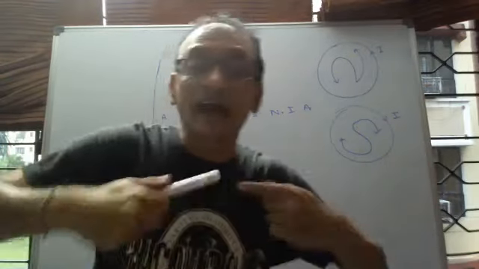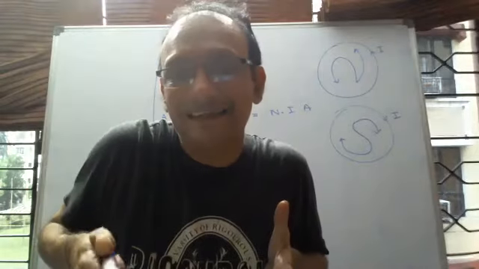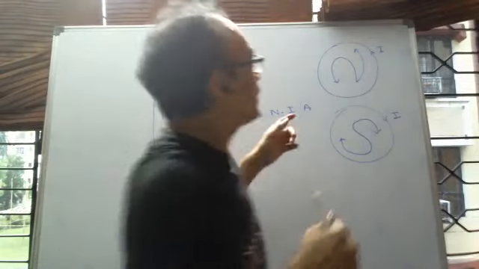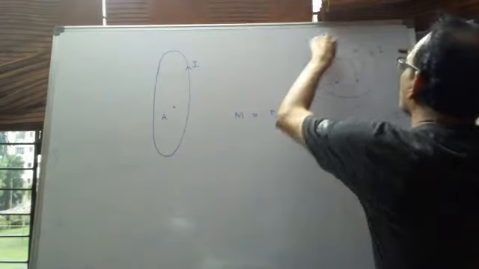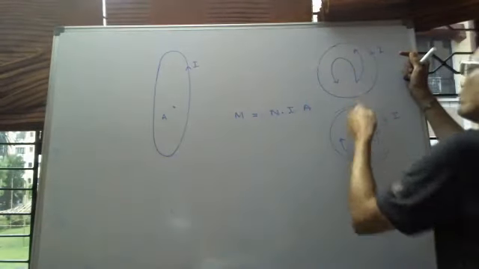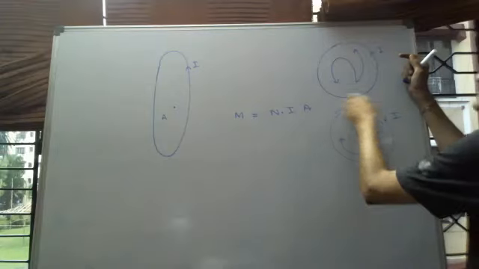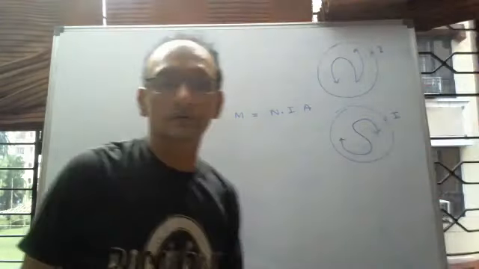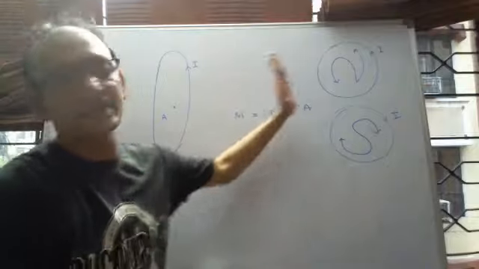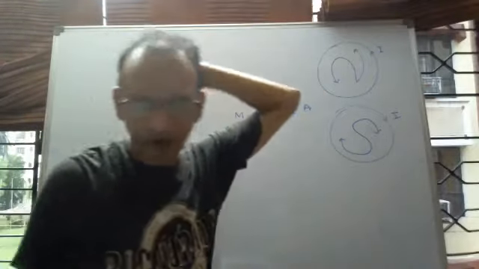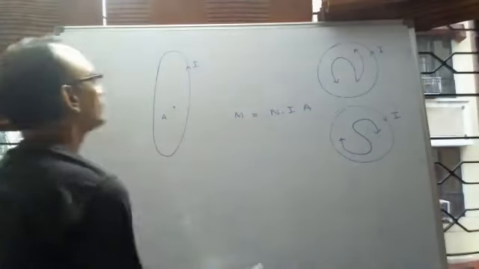So every current carrying loop behaves like a bar magnet. And the end of the loop where the current is going anti-clockwise, that behaves like a north pole. Where the current is going clockwise, that behaves like a south pole of the magnet. And the magnetic moment is NI.